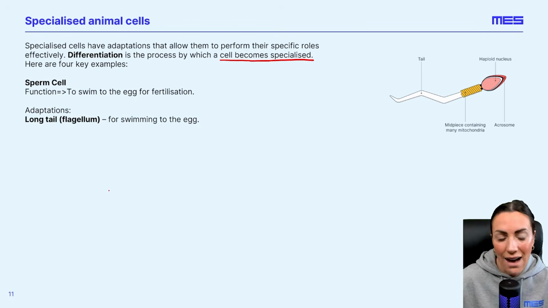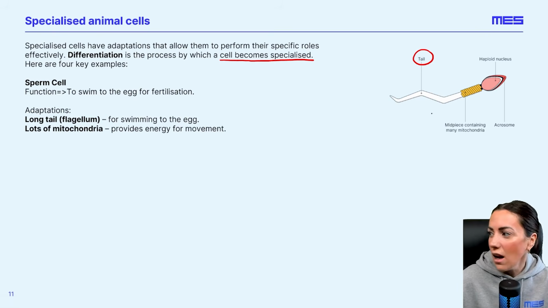So they do have a flagellum, which other animal cells don't have. Remember, they're more commonly found in prokaryotic cells, bacterial cells, but the sperm cell is the exception. So the flagellum obviously is used for movement. So that tail is going to help it swim towards the egg.